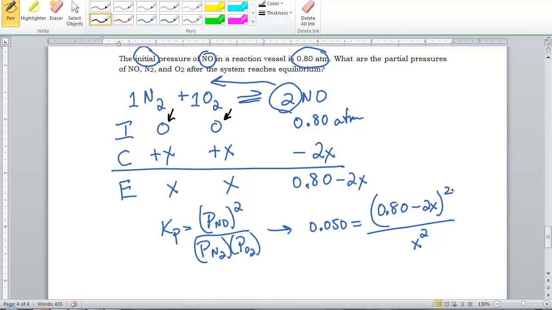You will note that there is a squared term in the numerator and a squared term in the denominator. If you see something like that, which you will see sometimes in these problems, you can quickly simplify this by taking the square root of both sides. Since this is a squared term, the square root of that will just be what's in the parentheses. The square root of x squared is just x.